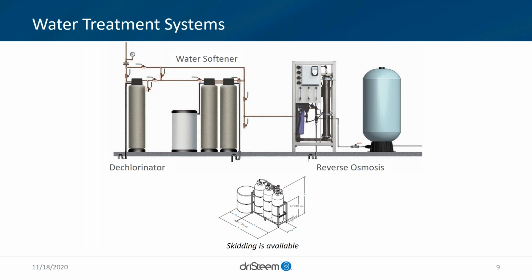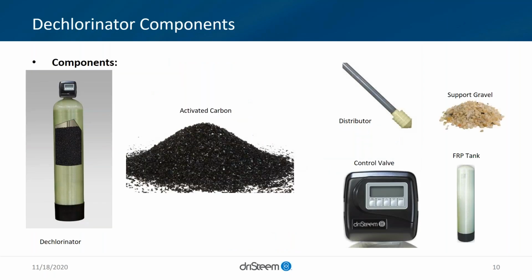The one note about the dechlorinator: at DriSteam, we choose to put that on the upstream side of the system, before the softener. There's really a couple different places you could place it. You could put the softener first and then the dechlorinator, but this is how we set up our systems and have them coordinated. The note here is skidding is available, essentially for that plug and play solution.